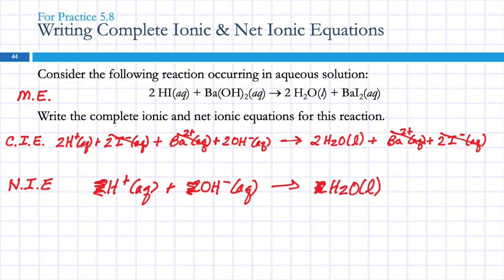Okay, so here what we see occurring at this party is that a hydrogen ion and a hydroxide ion get together in relationship and make a water molecule. Any questions?